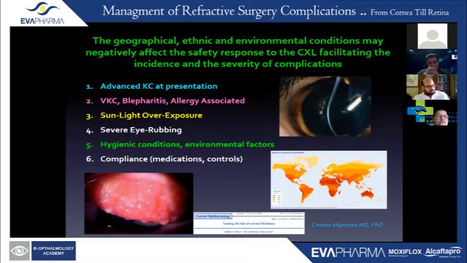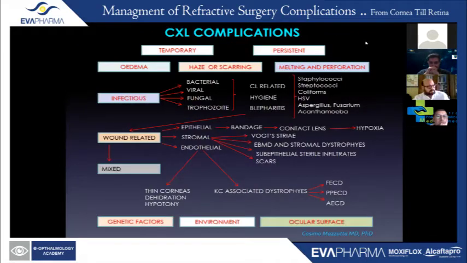This is my flowchart of complications. For simplicity, I have divided the complications into temporary and persistent. By temporary I mean something up to 6 months after the operation, and by persistent I mean over 6 months to over 1 year. What we may have after cross-linking, especially in epi-off, is corneal edema, we may have haze or scarring, and unfortunately we may also have melting and perforation.